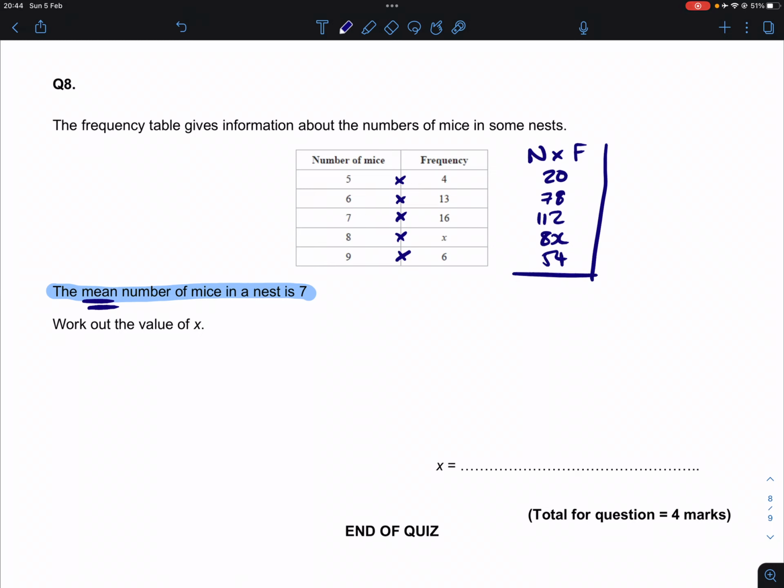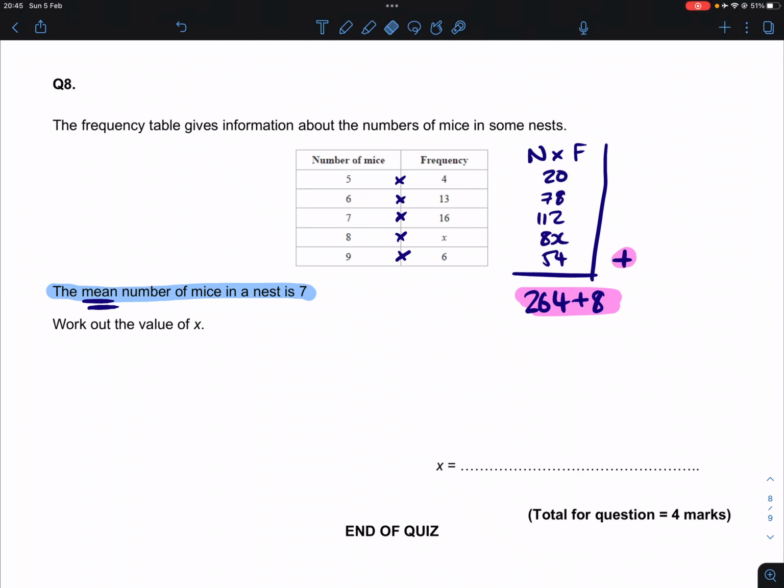What we then figure out afterwards is the grand total of all of these. So if we take all of these numbers here and add them together, the numbers 20, 78, 112, and 54 will all combine to give us the number 264. And then we've got this plus 8x at the end, like so.